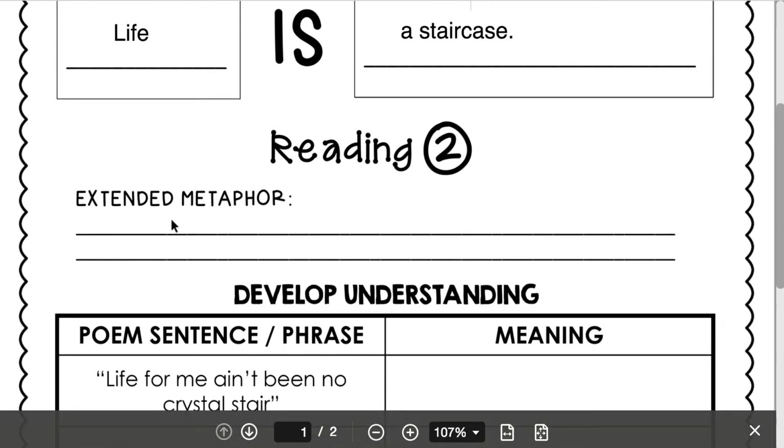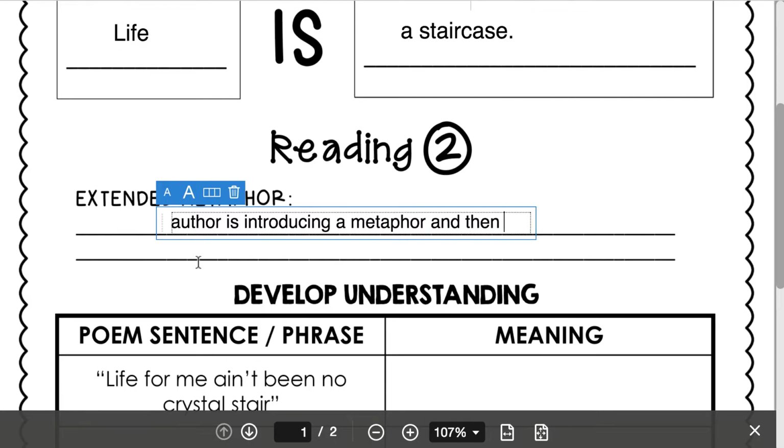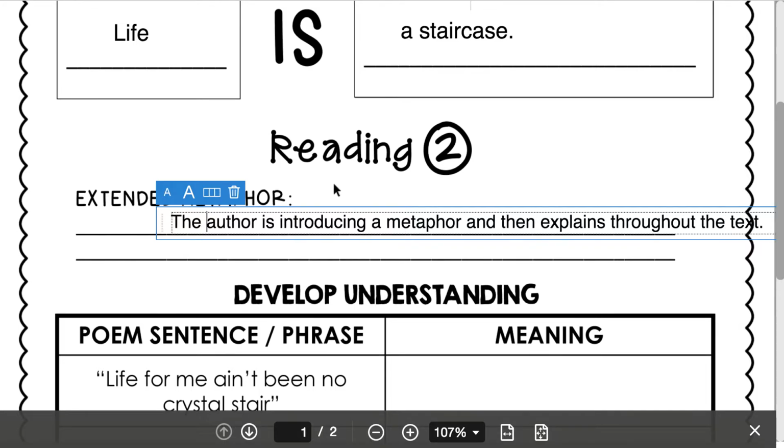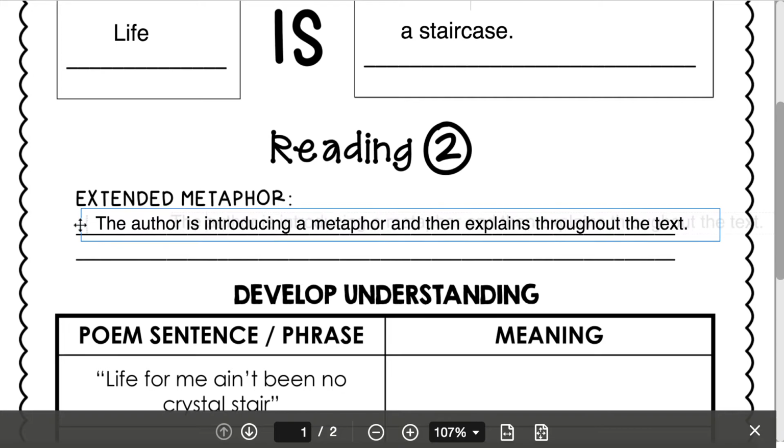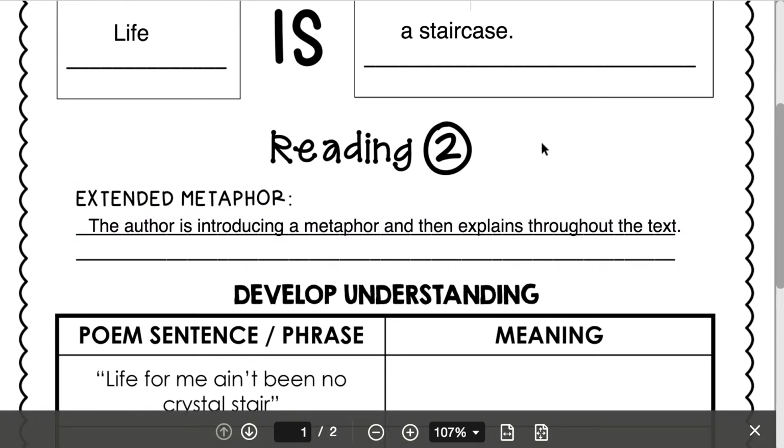First off, an extended metaphor, in this case, just means that an author is introducing a metaphor and then explains it throughout the text. So an extended metaphor means that they pretty much use it for the entire thing, and that's what Langston Hughes did here. He took one metaphor and he just explains it and explains it throughout the entire poem. Most of the poem is meant to explain what the metaphor means.